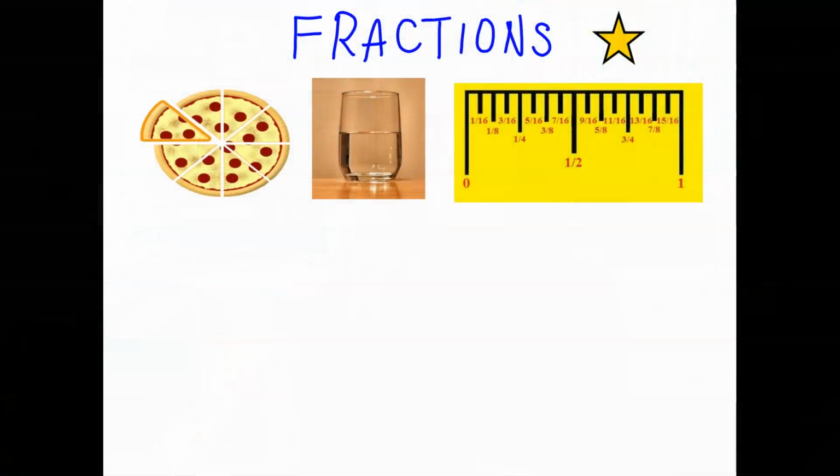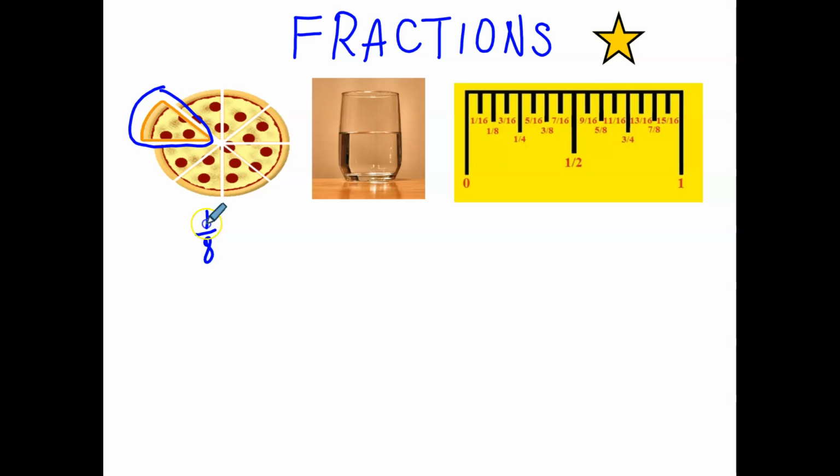We use whole numbers when we need to count objects or whole things, such as cars, books, people, chairs, and so on. But when we need to count a part of a whole, we use fractions. Let's look at these pictures. The first picture represents 1/8 of a pizza. The second picture represents 1/2 of a glass. You can say a glass is half empty or half full.